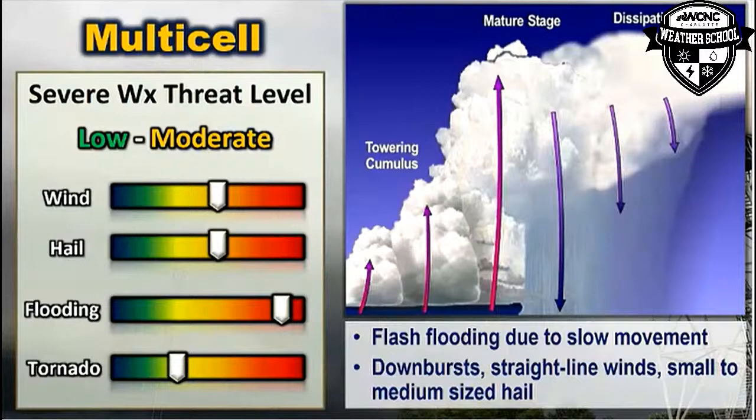And it's not unorthodox for these to produce some large hail and also some tornadoes. So very common through our area and something to watch out for.